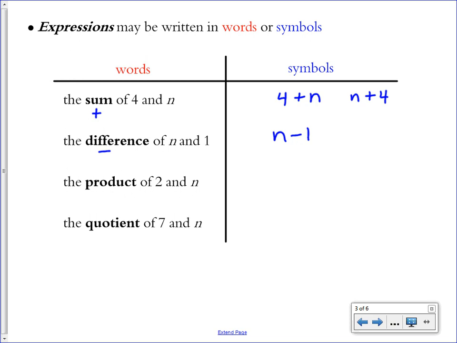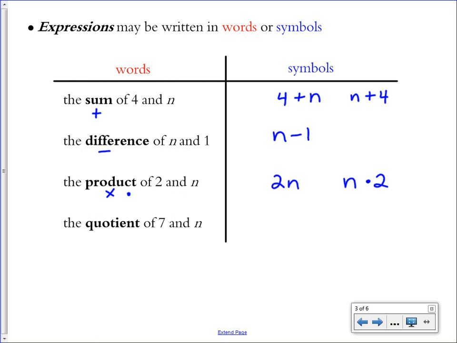The product of 2 and n. Product means multiplication, which sometimes we use that little x to show multiplication. Sometimes you'll see a dot or parentheses. The product of 2 and n, most often you'll see it written with no symbol in between. It just says 2n. And multiplication can be written in the other order. So you could write n times 2 instead. It means the same thing because multiplication is commutative.